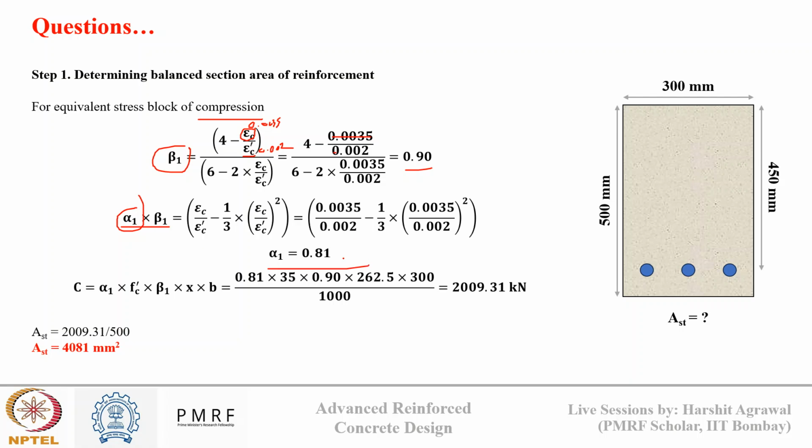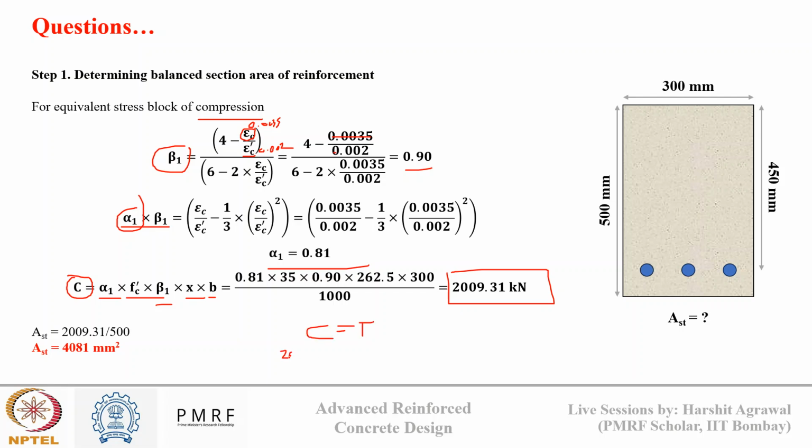If I know the value of alpha 1 and beta 1, I know alpha 1, I know FC dash, I know beta 1, I know x, the depth of neutral axis, and I know the width of my member. So I can get the compressive force. That will come out to be 2009.31. We know C is equal to T.